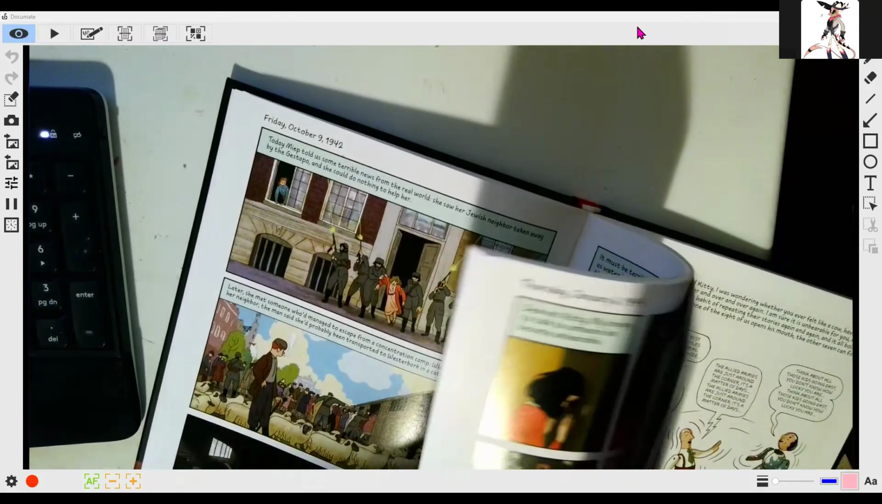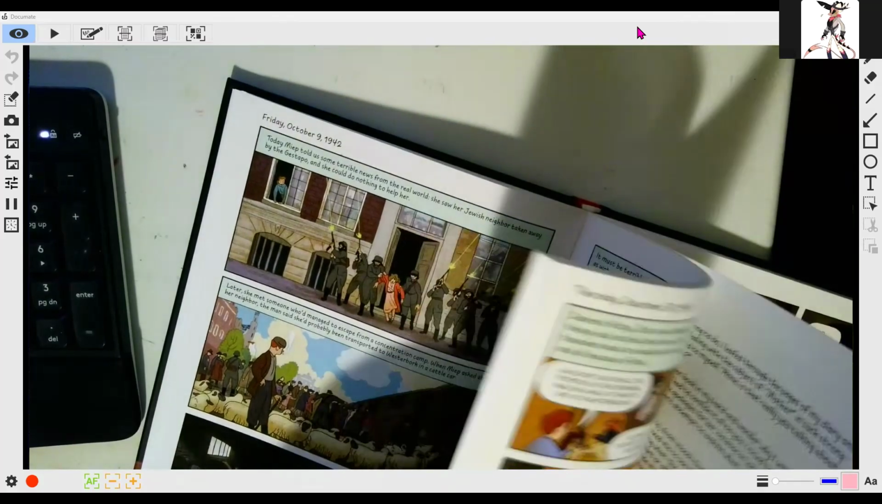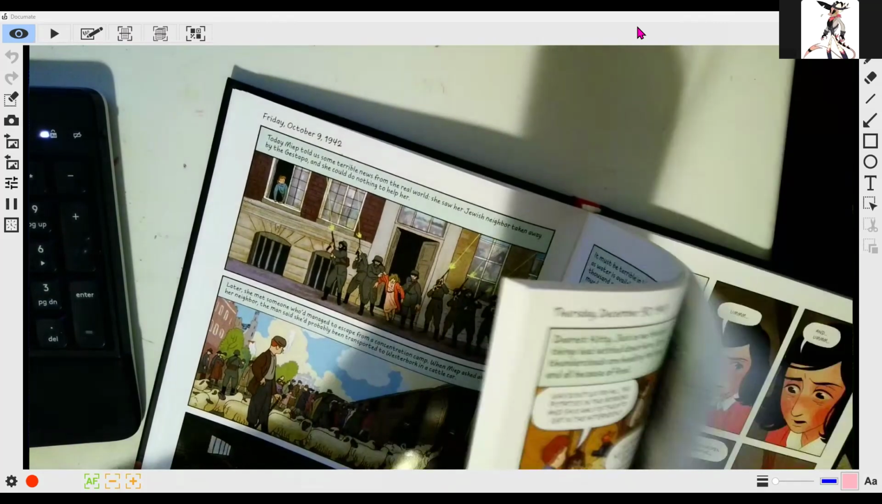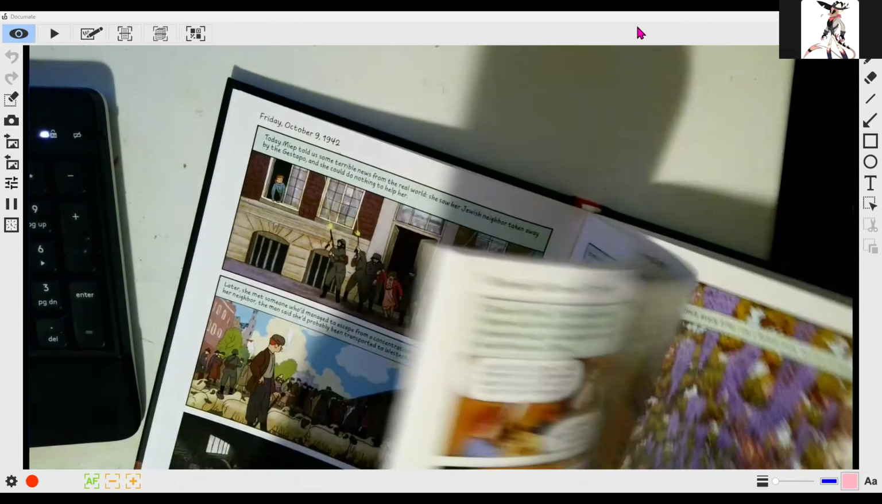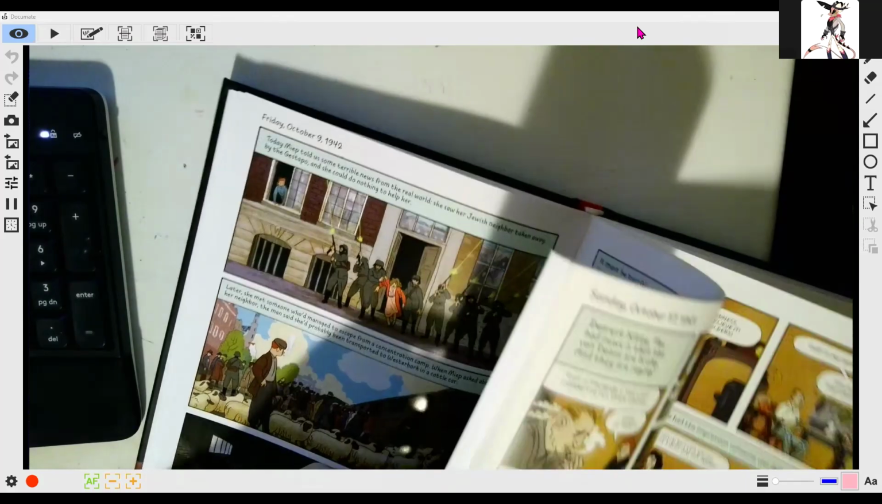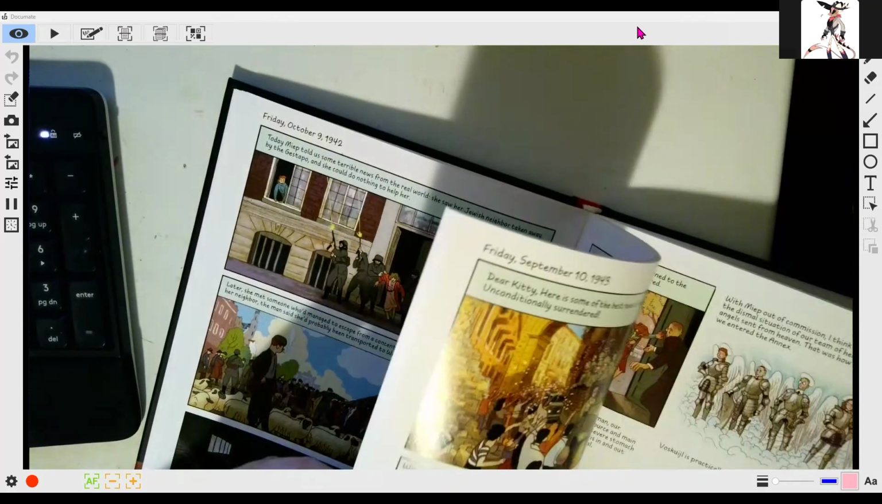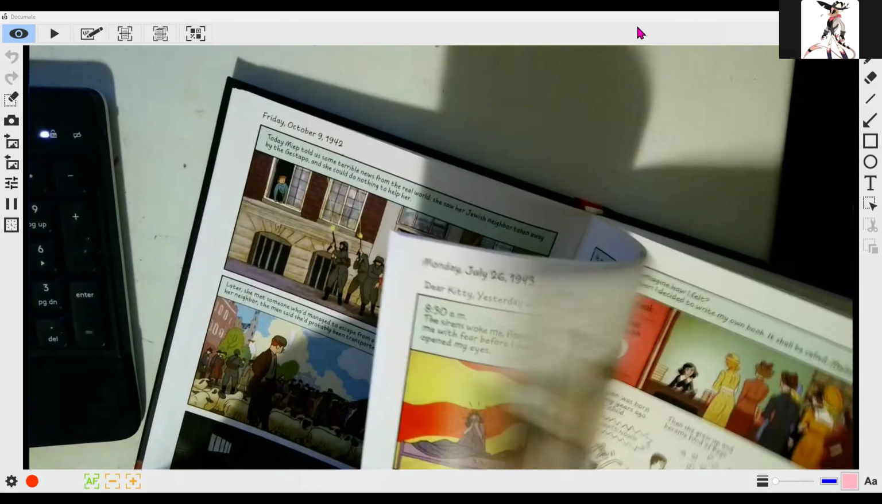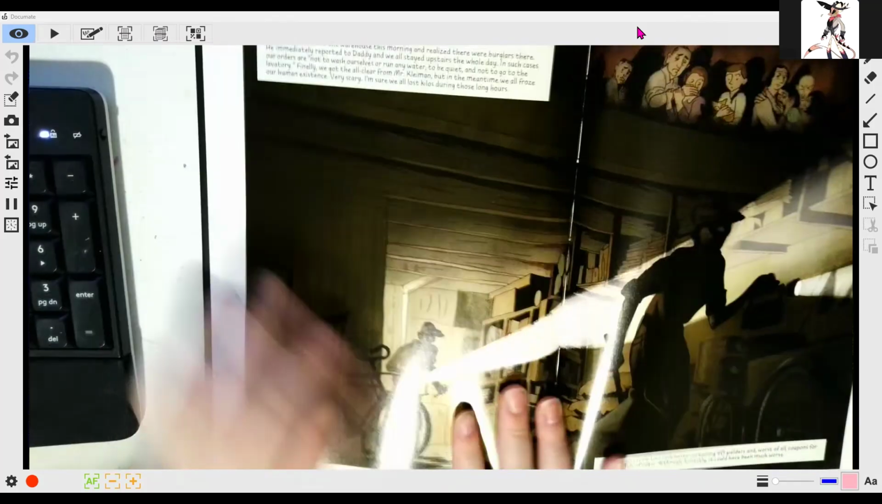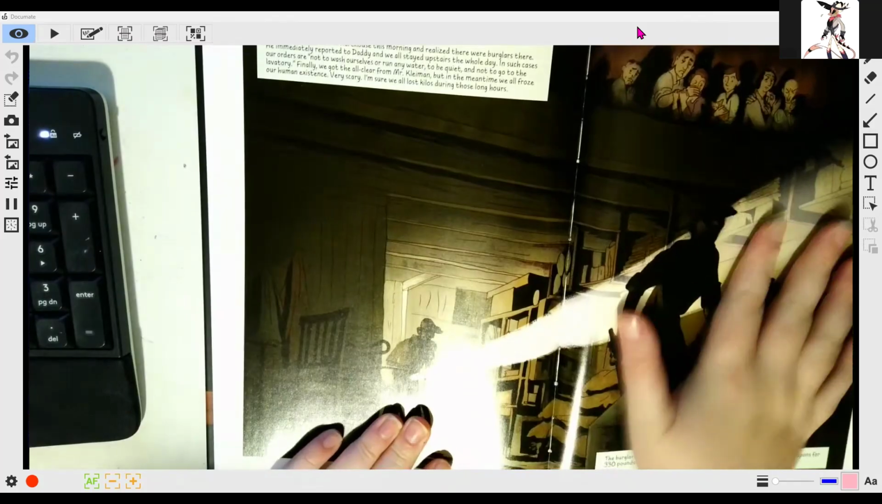And while I'm looking for this specific panel that I saw, I'm going to give you guys some context about this book. So basically, this is Anne Frank. Oh, this is a full bleed. Look at this part when they're hiding in the attic.